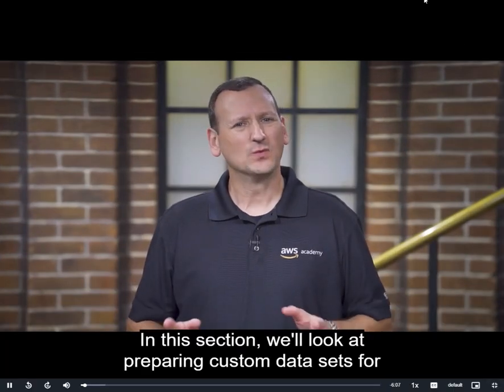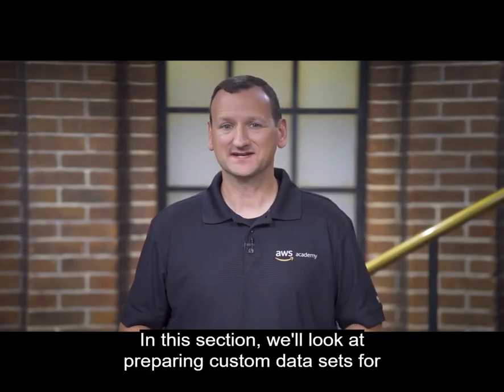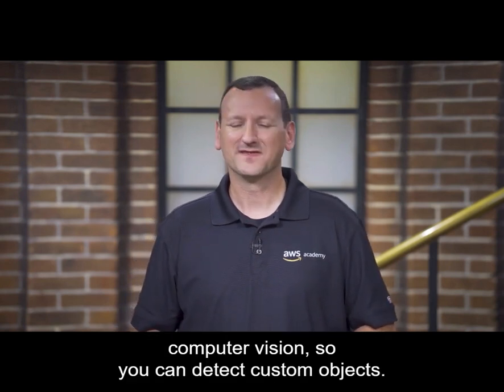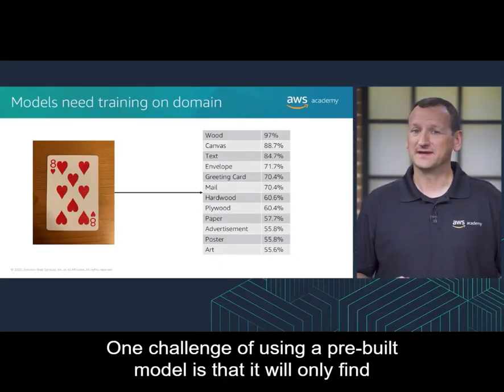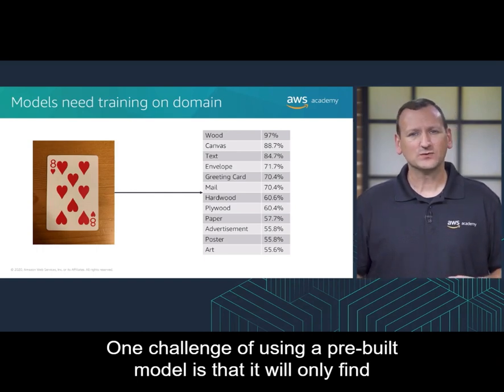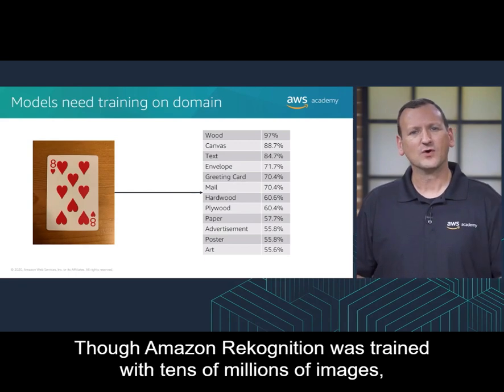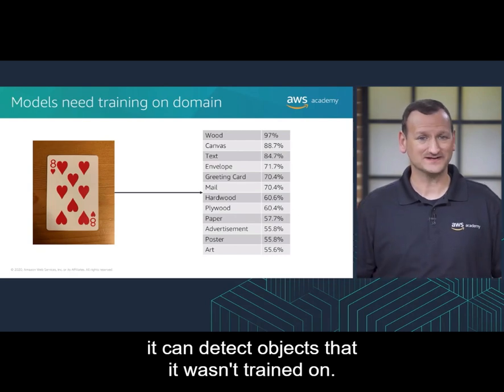In this section, we'll look at preparing custom datasets for computer vision so you can detect custom objects. One challenge of using a pre-built model is that it will only find images it was trained to find. Though Amazon Rekognition was trained with tens of millions of images, it can't detect objects that it wasn't trained on.